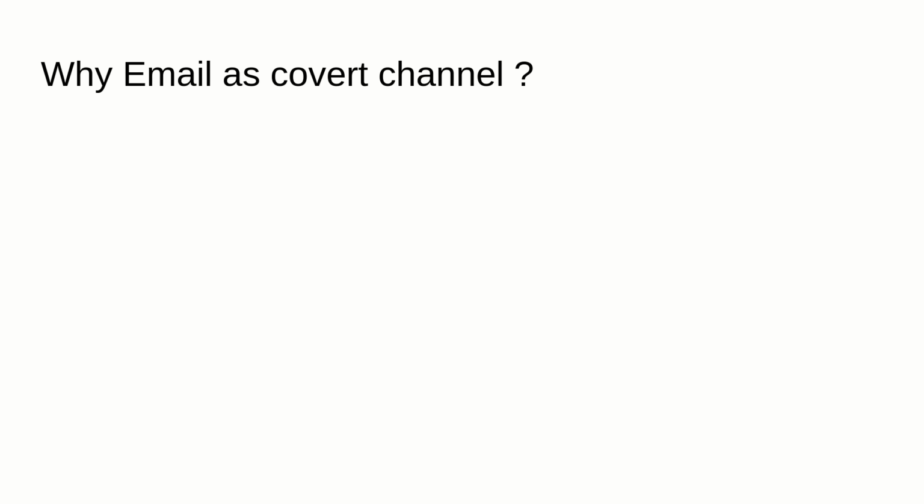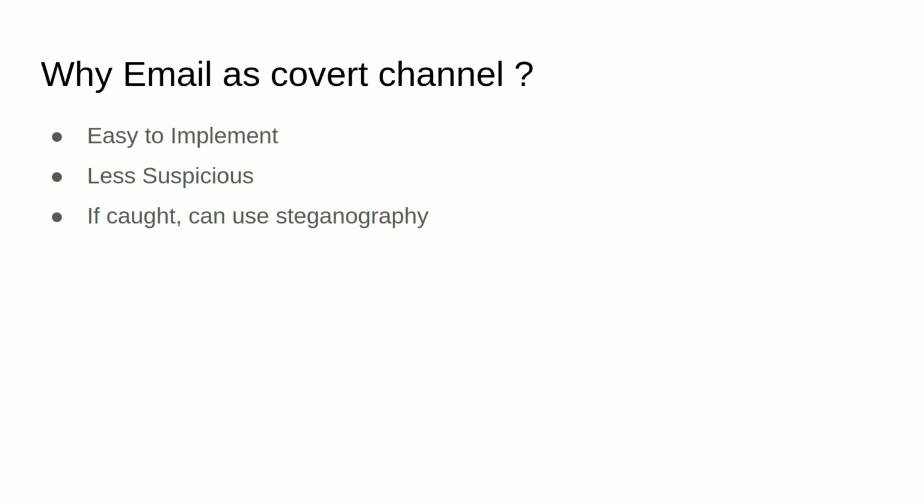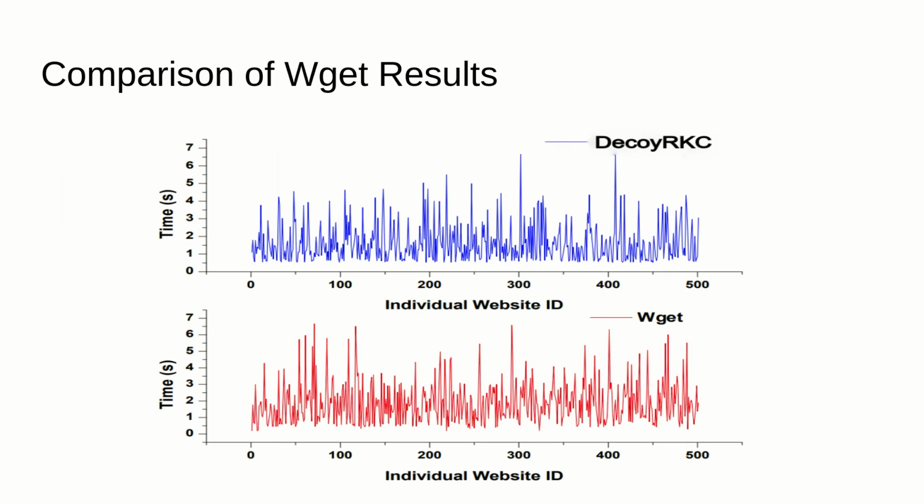Why email as a covert channel? It's easier to implement both the web version and the terminal version. The terminal version uses SMTP for Mininet to conduct experiments. It's less suspicious, less likely to get caught by the censors. If it gets caught, we can use steganography to hide the data in the form of images, videos, or messages. I did a comparison between wget results in decoy routing, that is the covert channel, and normal wget. The results were quite similar, not much difference.